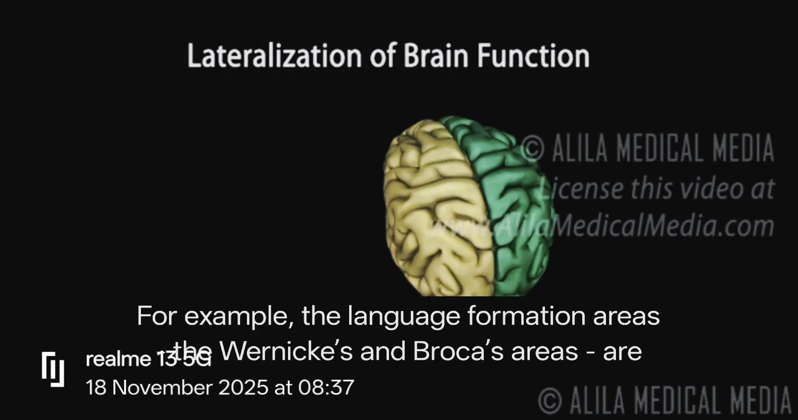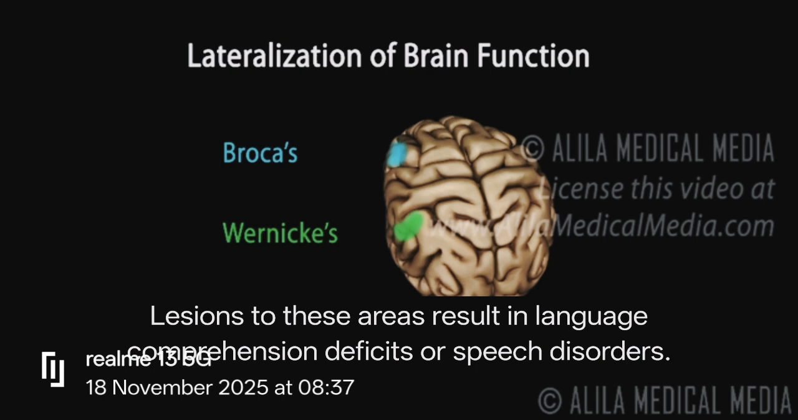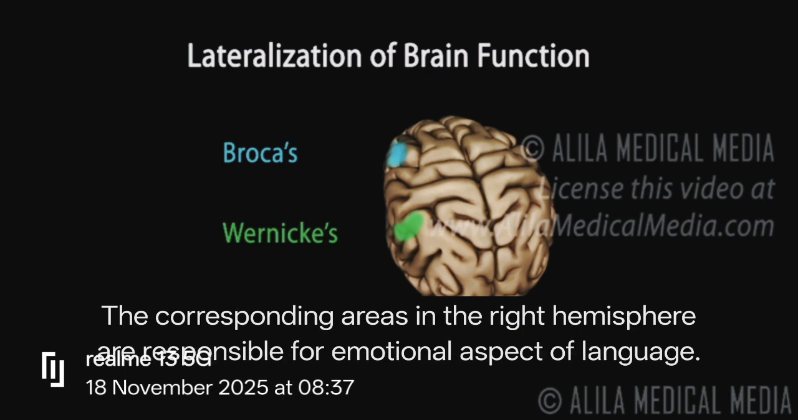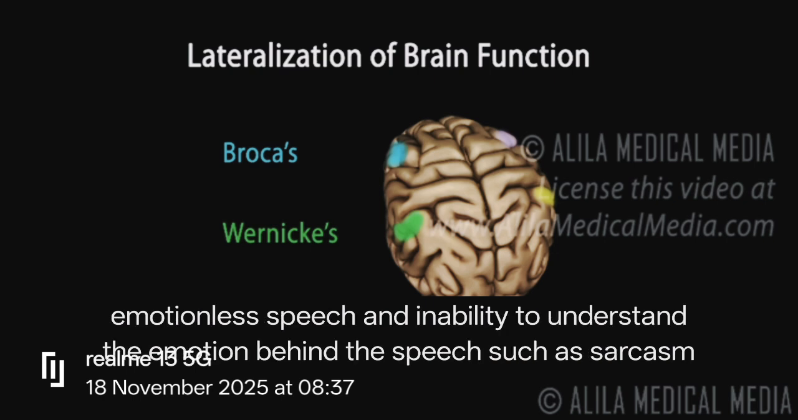For example, the language formation areas, the Wernicke's and Broca's areas, are usually located in the left hemisphere of right-handed people. Lesions to these areas result in language comprehension deficits or speech disorders. The corresponding areas in the right hemisphere are responsible for emotional aspects of language. Lesions to these areas do not affect speech comprehension and formation, but result in emotionless speech and inability to understand the emotion behind the speech, such as sarcasm or a joke.